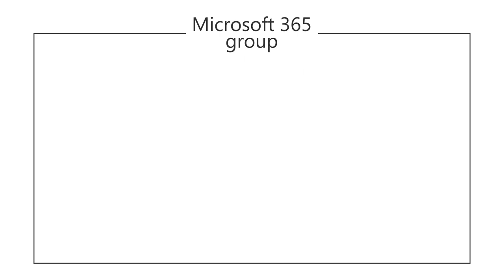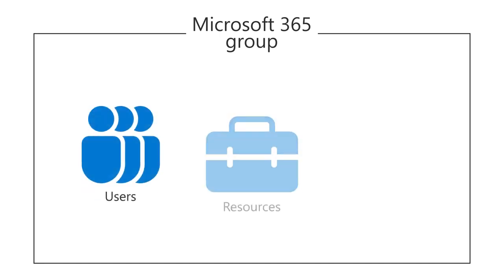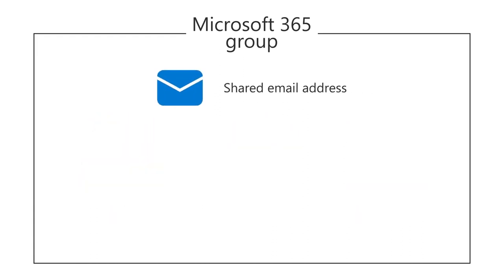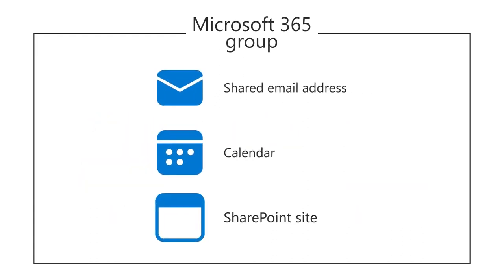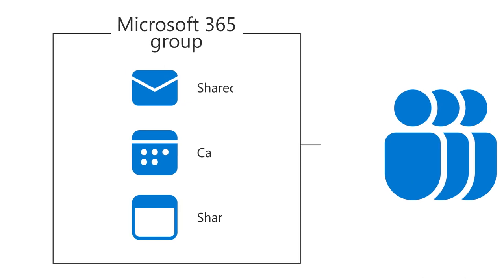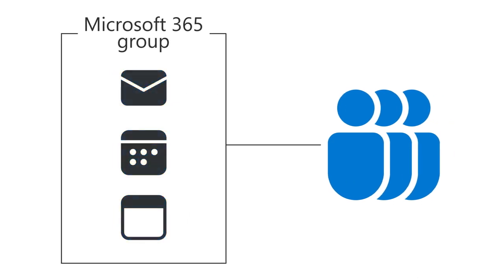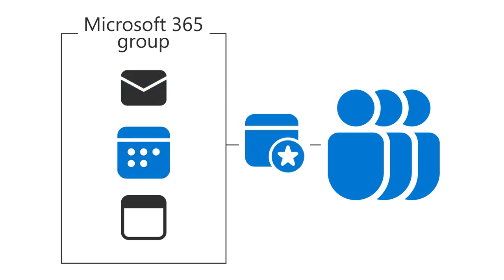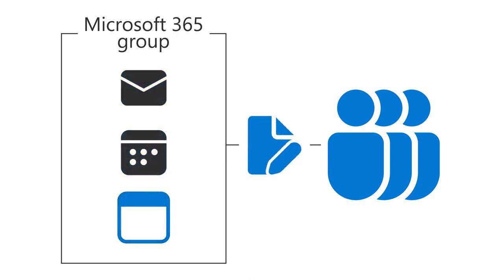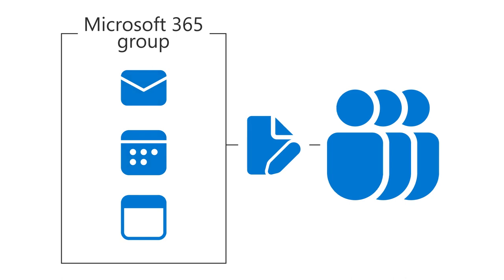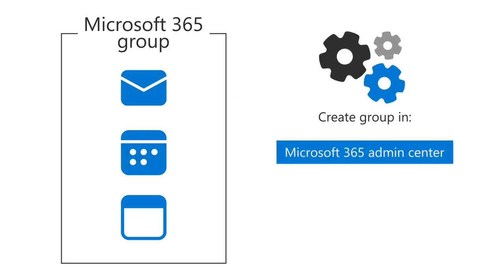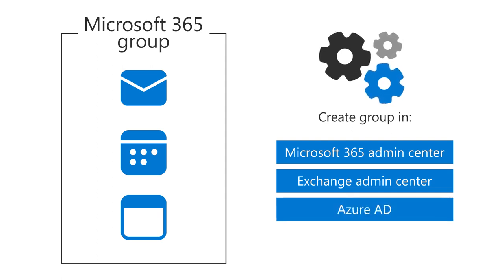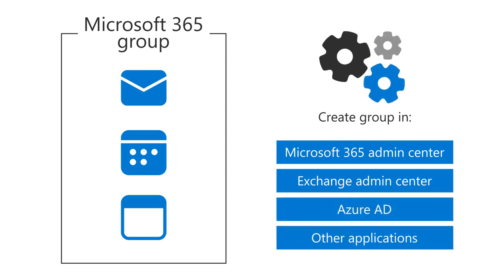A Microsoft 365 group is a collection of users, resources, and shared assets. This type of group provides a shared email address, a calendar, and a SharePoint site that everyone in the group can use. With this group, you can send announcements to group members, use the shared calendar for upcoming events, and work on shared files together. You can create this group in the Microsoft 365 Admin Center, Exchange Admin Center, Azure AD, and other applications.